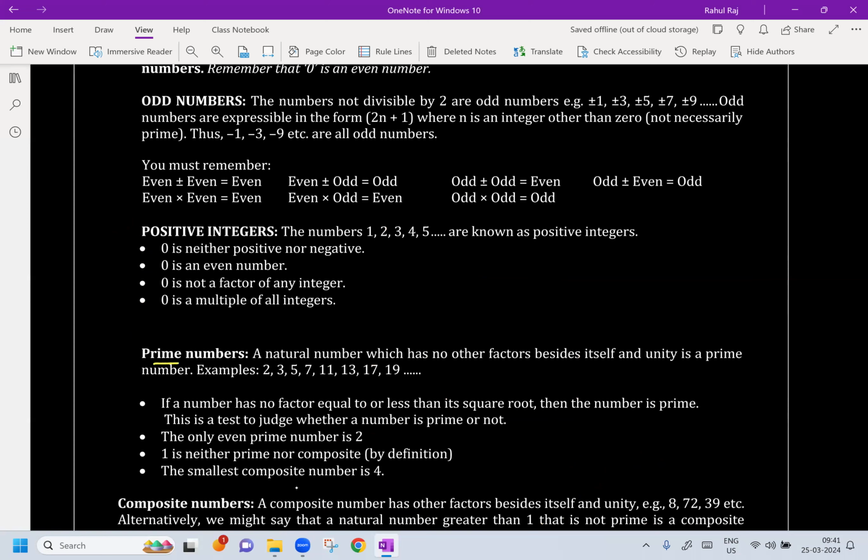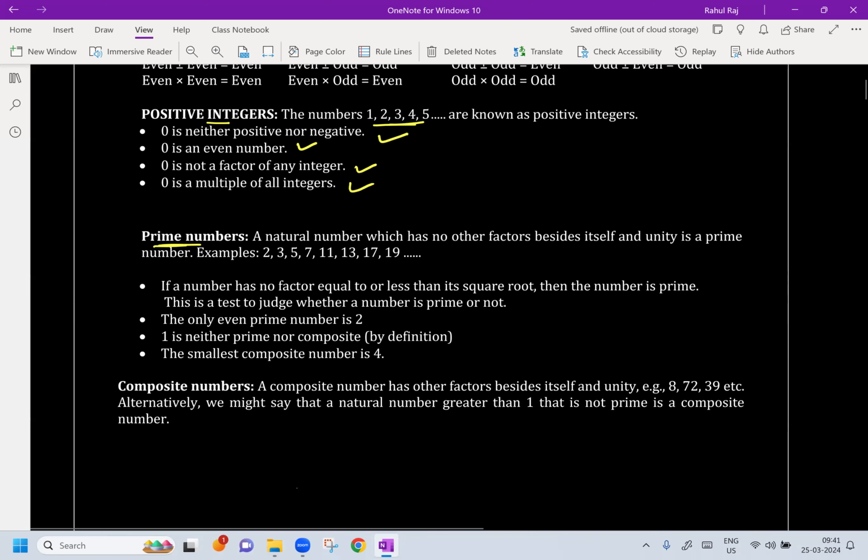So you see here, the definitions will be written for you. Prime number definition: positive integer means 1 to 5. 0 is neither positive nor negative. 0 is an even number. There is not a factor of n, there is a multiple of all the integers. Prime numbers mean numbers which have one or two factors. If the number is not a prime number, it is called a composite number. A composite number has all the other factors besides itself and unity.